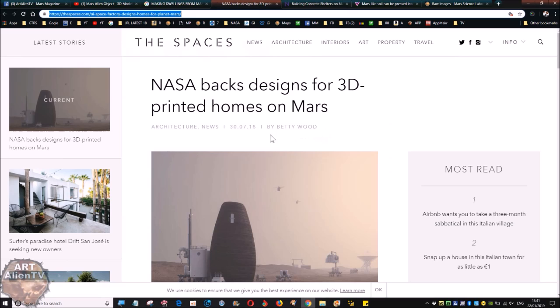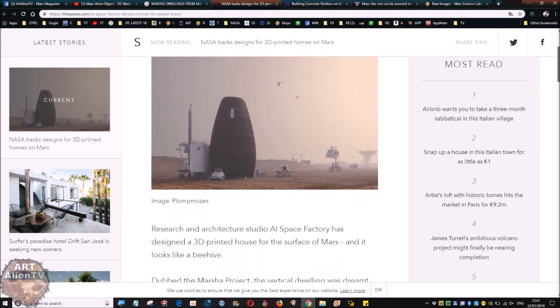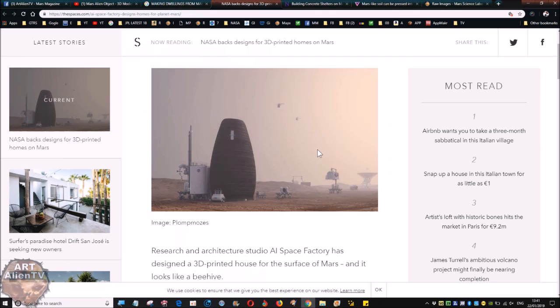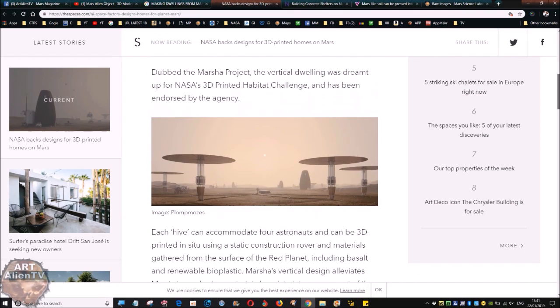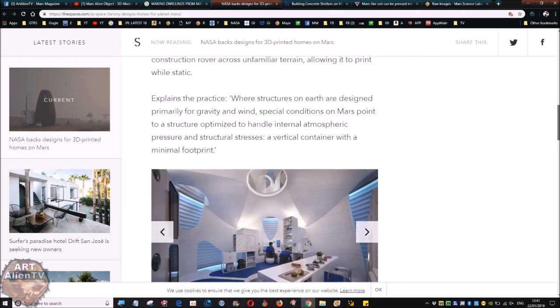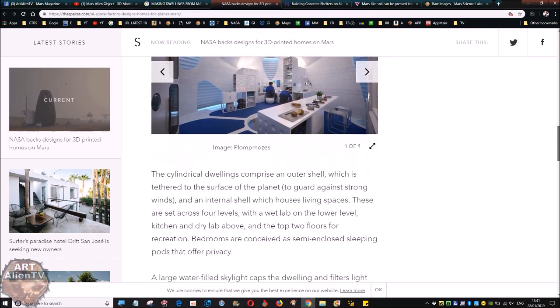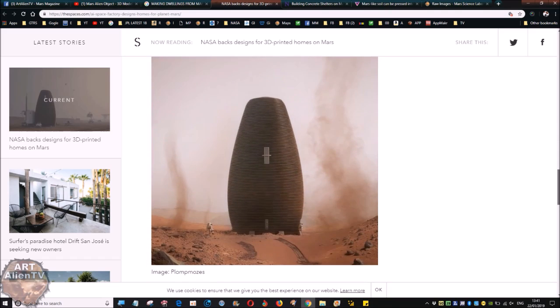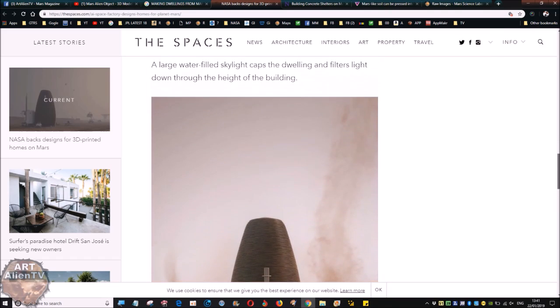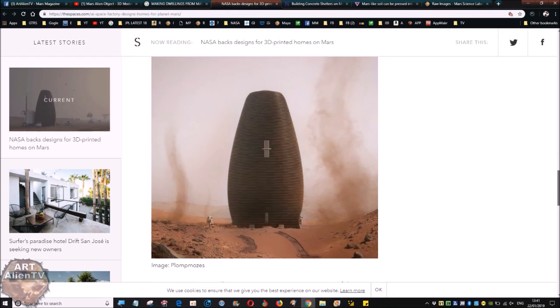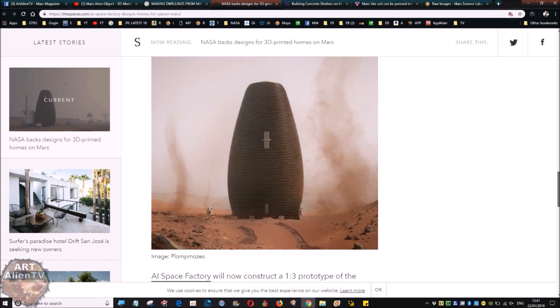So there's also this other interesting article here. NASA backs designs for 3D printed domes on Mars. There's a rather nice picture here. I don't know if that enlarges. No, it doesn't. Some pretty cool concepts going on here, and there's an interior of a Mars dwelling as well. Yeah, that's pretty cool. And here we have the sort of dome-like, well, it's not really a dome, it's kind of a cone-shaped building, which is rather interesting. Not unlike some of the ones that you already see on Mars that were already there.